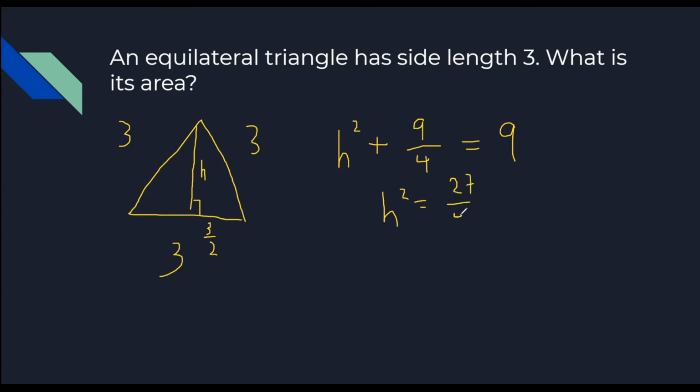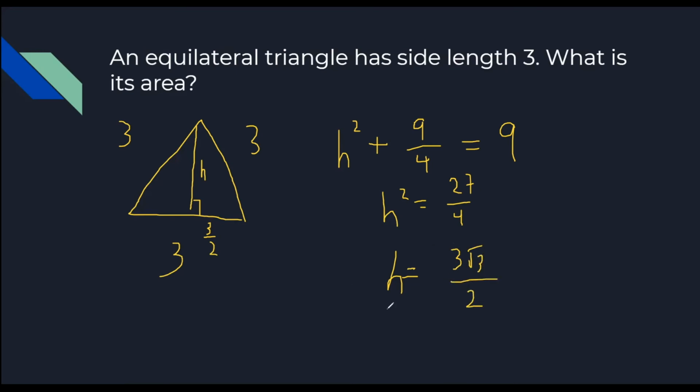Once you do that, so what'd you get for h? I need to turn 9 into a fraction, so 9 over 1 multiplied by 4 on both top and bottom, so 36 over 4, and 36 minus 9 is 27 over 4, and you just take the square root of that, I think. Yeah, so once you take the square root, you get 3 root 3 over 2.